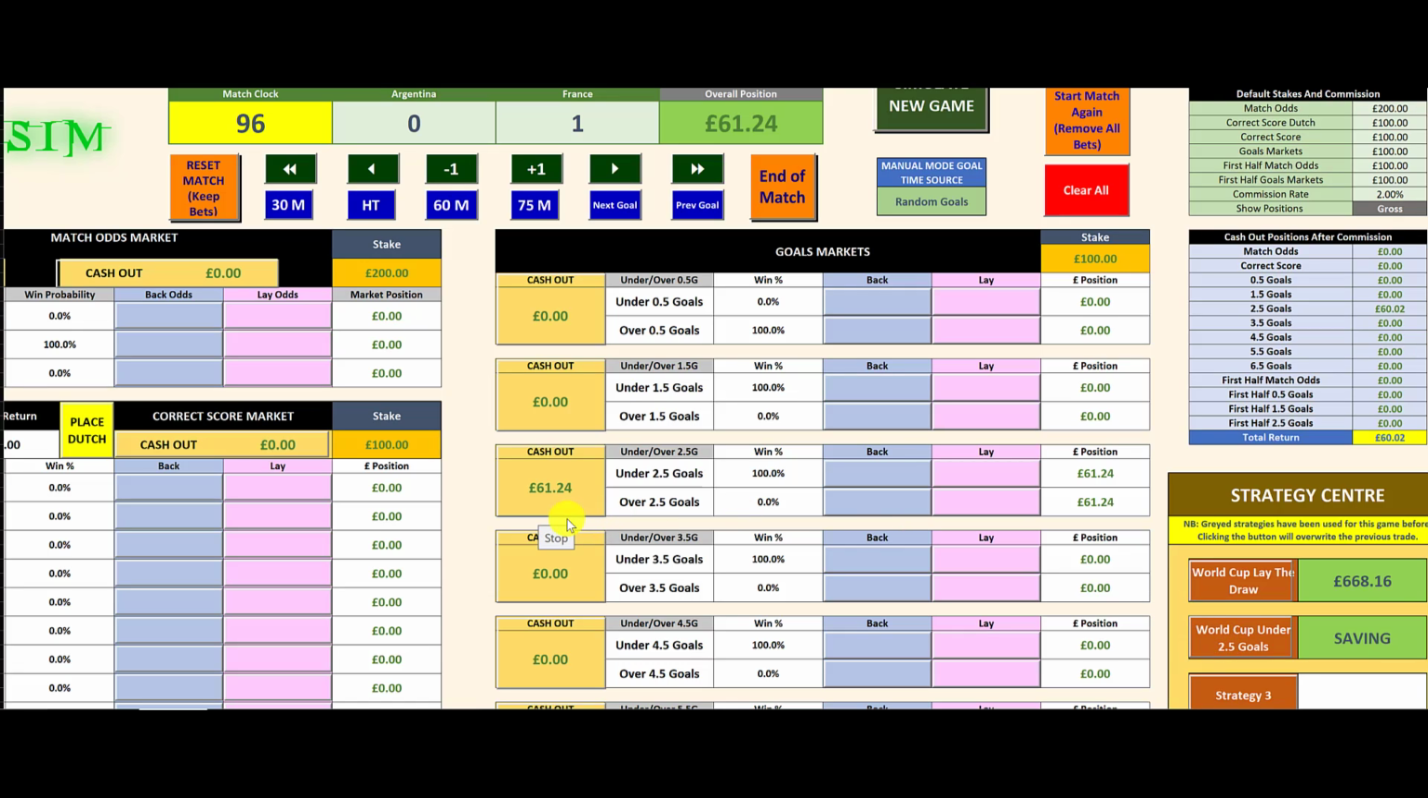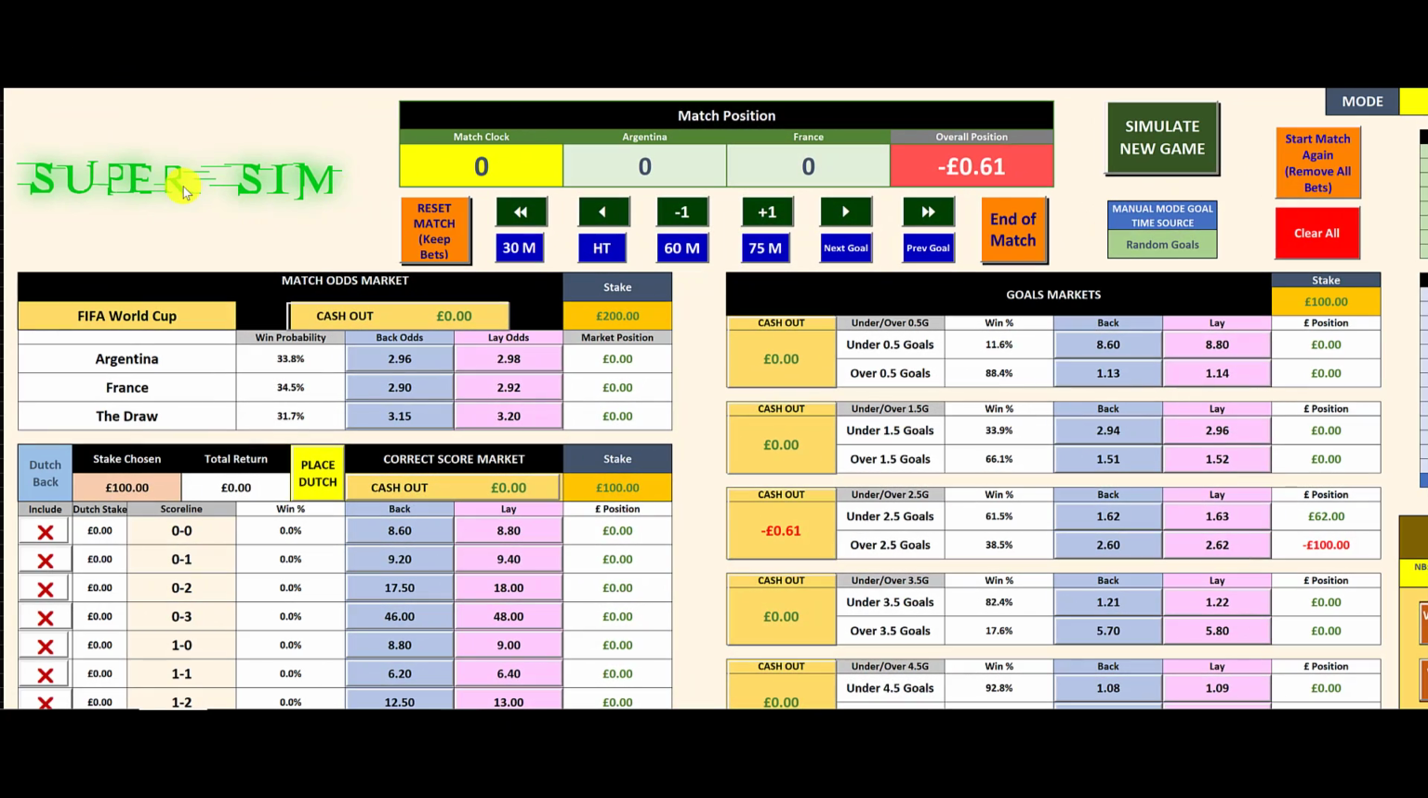We're trying to get a losing trade. Hopefully the next one is a loser. Let's see. Okay, we're all set up, ready to go again. Argentina, France, back in under 2.5 goals. Let's press that next goal button, and let's skip straight forward to the action. And okay, this is interesting. 7 minutes in, France take the lead. A very early goal there.